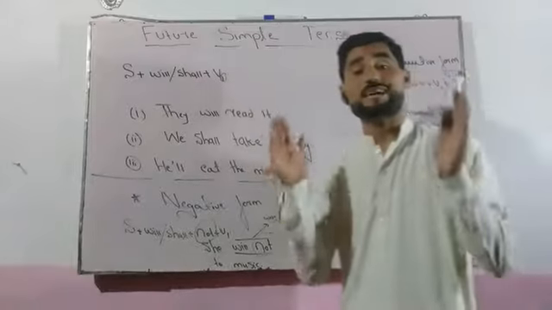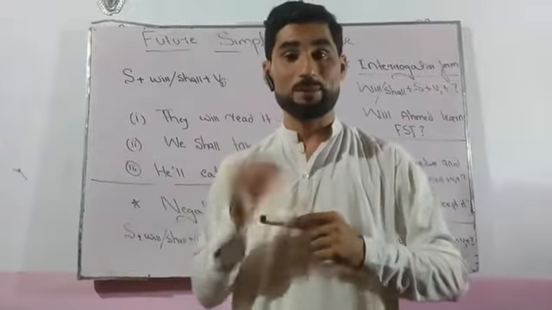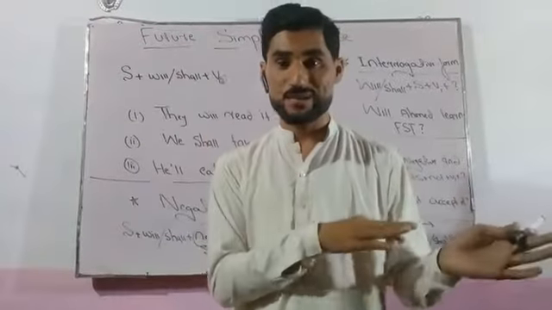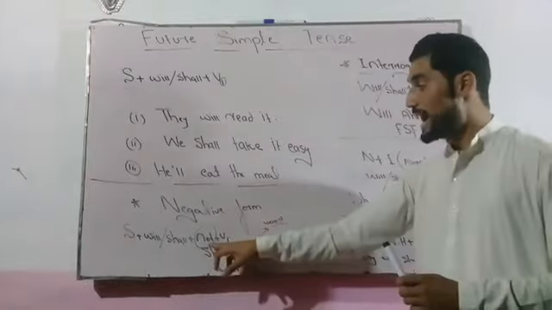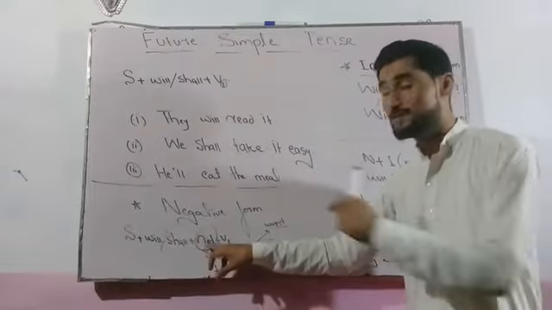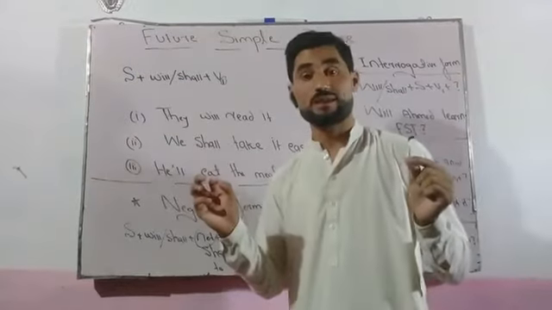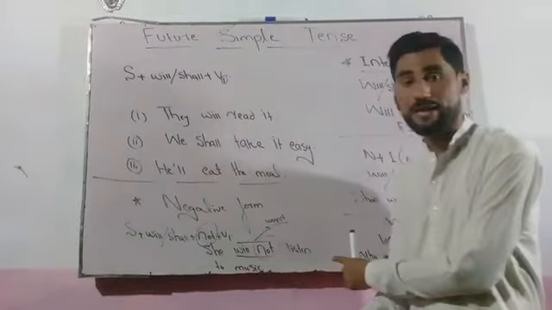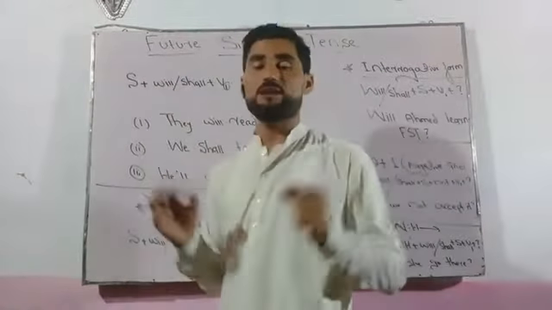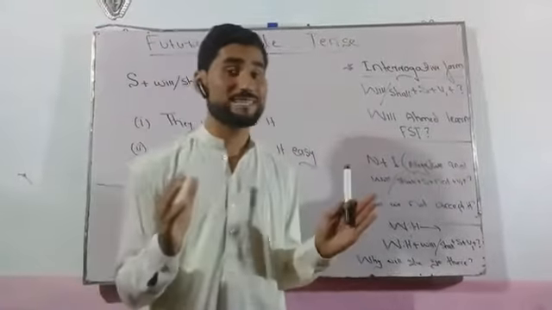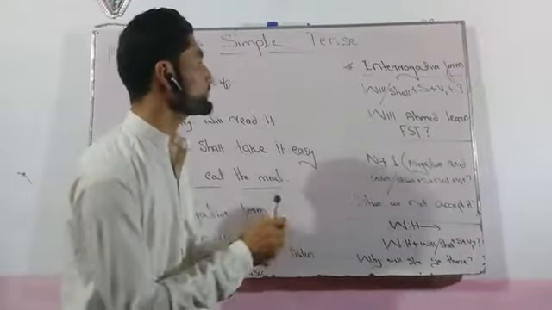Just put not after the auxiliary verb and before the main verb to make a sentence negative, by putting only one word after the auxiliary verb before the main verb. Look at the format. I just added an extra word after the auxiliary verb before the main verb. I added the word not. Thus, I made this sentence a negative sentence. So this was the negative form. Now, how to make interrogative sentences of the future simple tense? Here is the format.